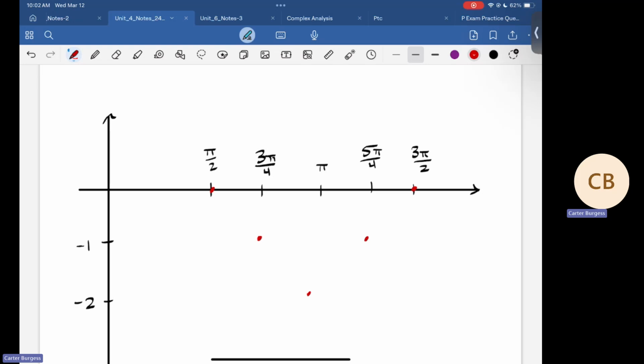Well, you want to connect the dots. But no, I only need you to graph one period. Just one period is fine. So connecting the dots, I get something that looks like this. That's fine. I'd prefer a little attempt at curving it, but yeah, it's fine.